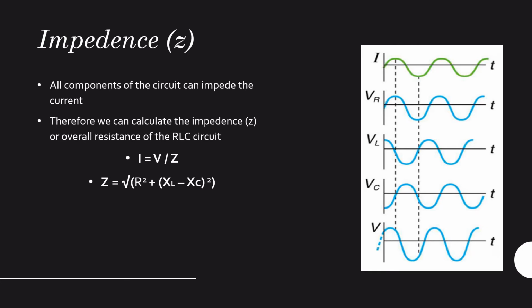We can't just add all of those together because the resistance from the resistor is constant, but the other two fluctuate depending on the frequency. And so we have this special formula down here at the bottom that we use to calculate this impedance, or like this overall resistance of the circuit. And this formula is going to become very important for us when we want to think about the resonant frequency that this circuit is going to have.